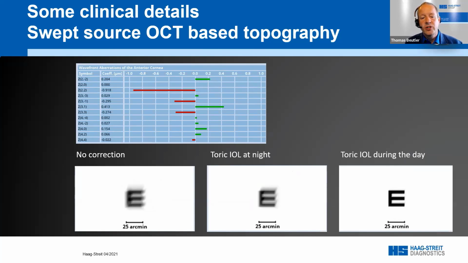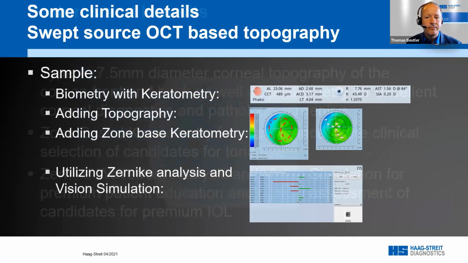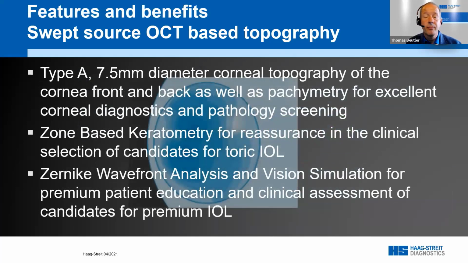So this feature helps you in the communication with the patient, helps them to get the right decision on the implant itself. Okay. So as a summary, we have a 7.5 millimeter topography, type A, standard topography. We have zone-based keratometry for an additional judgment, how we can proceed with toric IOLs. And we have the Zernike analysis and the vision simulation for the communication with the patient and the improvement of the clinical decision process.